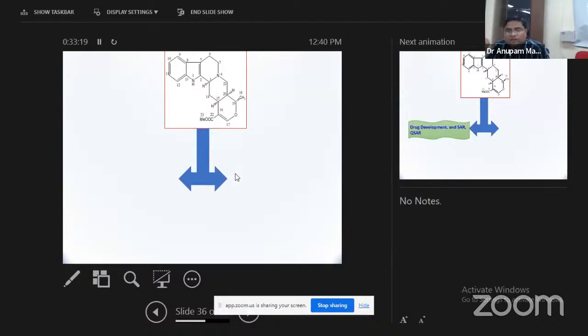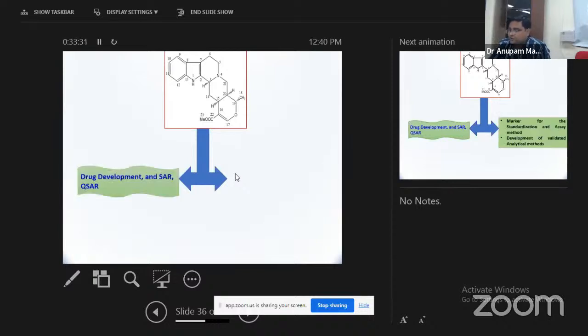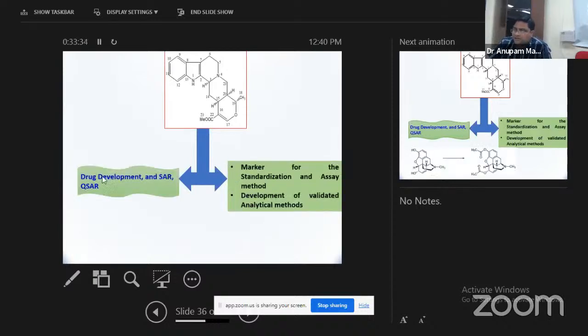So now you have isolated your compound. Now you have established the structure. Now it is known as a marker compound. So what will you do with this marker compound? You can do 2 things. It can be used in drug development, that is SAR and QSAR, structure activity relationship and quantitative structure activity relationship. But these things are not our mandate. Our mandate is marker based standardization and assay method, development of validated analytical methods for herbal drugs.